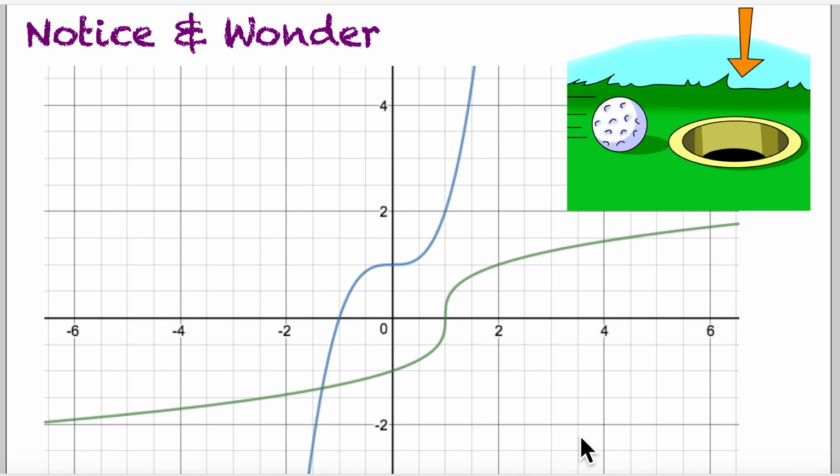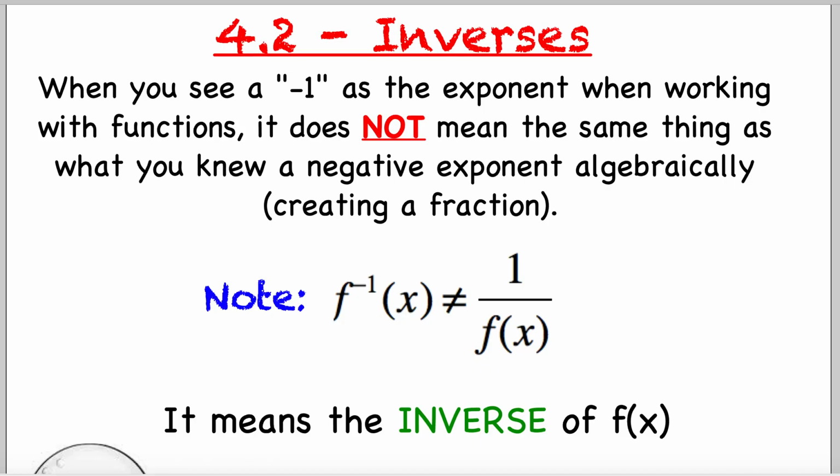All right, guys, we have our missing lesson from Unit 4, which is on inverses. So hopefully this ties a few things together. There was a notice and wonder. I'm going to skip it just for the sake of the video, but basically these two, the blue and the green, are inverses of each other, which we'll come to figure out later. So if you want to visit this slide again, you'll see why.